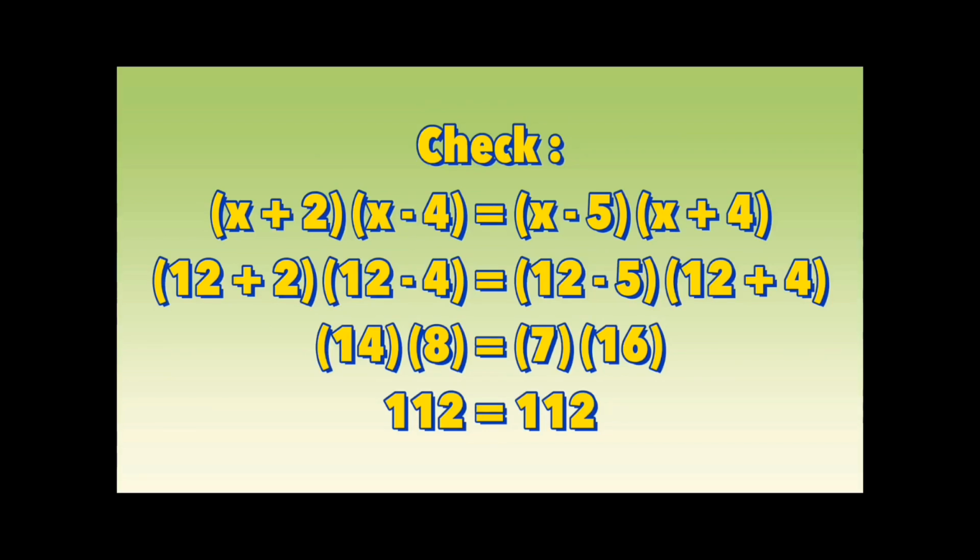So we're going to copy the original equation, the quantity x plus 2 times the quantity x minus 4 equals the quantity x minus 5 times the quantity x plus 4. Then we're going to substitute the value of x. Since our value of x is 12, x becomes 12 plus 2, 12 minus 4, 12 minus 5, 12 plus 4. So combine like terms: 12 plus 2 equals 14, 12 minus 4 equals 8, 12 minus 5 equals 7, 12 plus 4 equals 16. 14 times 8 equals 112, and 7 times 16 is 112. Since the result is a true equation, our answer is correct.